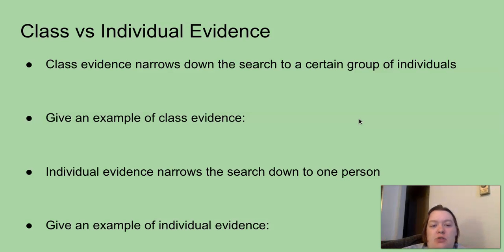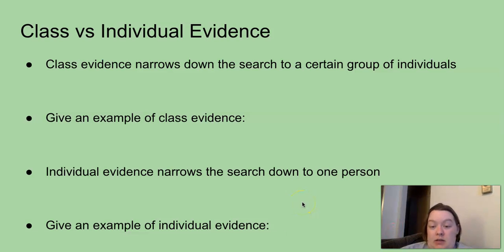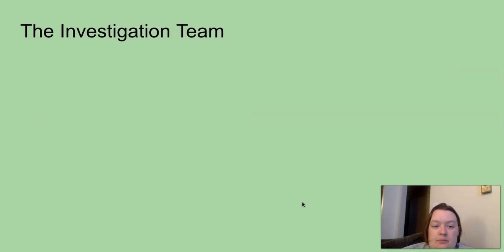Evidence can also be split into two categories: class evidence or individual evidence. Class evidence narrows things down to a certain group of individuals. So class evidence would be, I don't know, a type of shoe. Many people can have the same shoe that I have in the same size. Individual evidence narrows you down to one person. An example of that could be DNA. DNA is unique to one individual. So class narrows you down to a group of people. Individual narrows you down to one person.